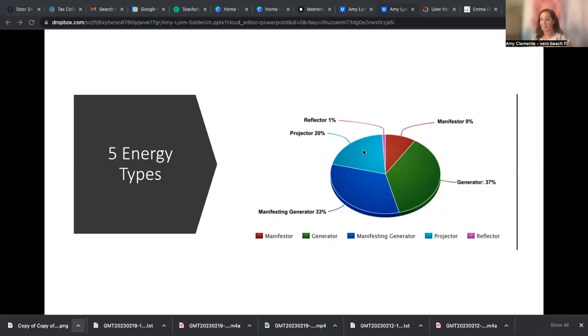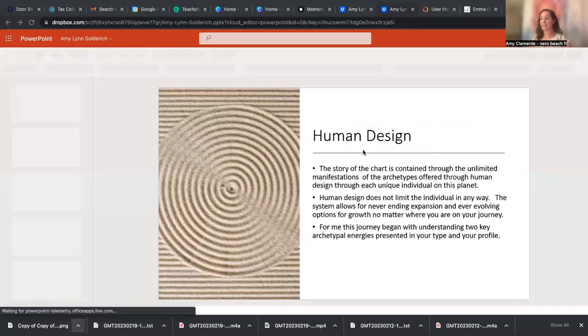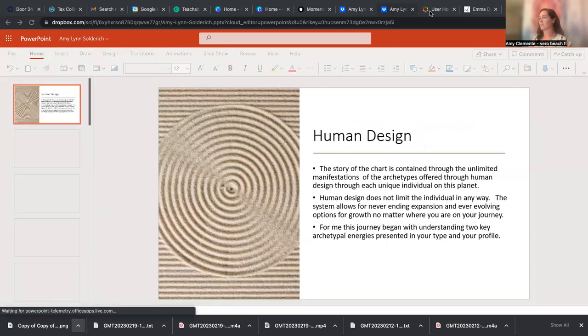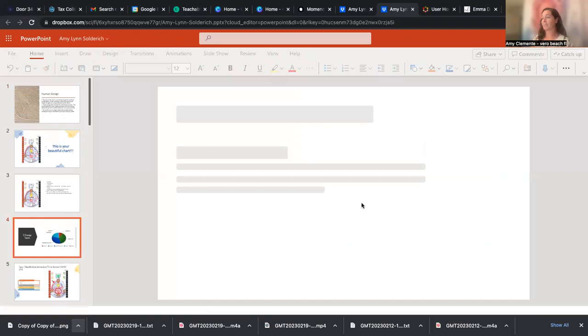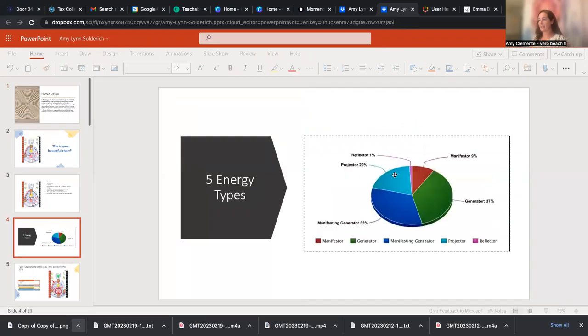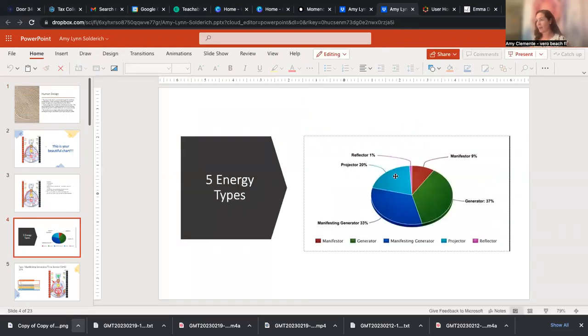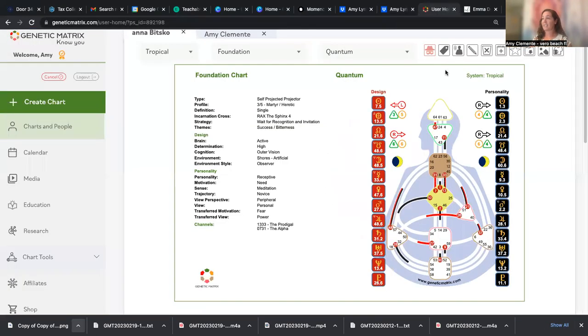So the projectors are a minority, and actually they're a newer type that came in 1781, okay? Because it actually was required. We need projectors to help the evolution of the planet. So again, this small piece of the pie right here is the projectors, 20%. The majority of humans on the planet are generators and inherently are designed mechanically different, just mechanically.